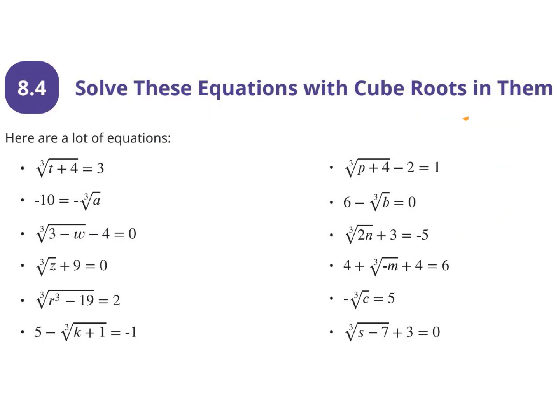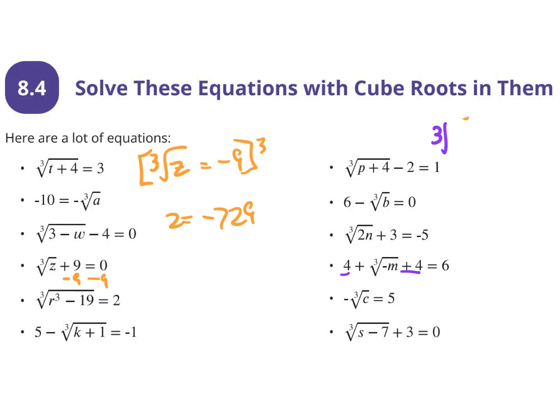Okay, for number 4, this 9 is not part of the group, so we'll subtract it. We get the cube root of z is equal to negative 9. We're going to cube both sides. z is equal to negative 729. For the right side, both of these 4s are not part of the group, so let's combine them first.